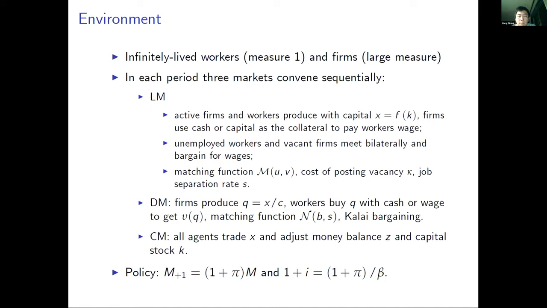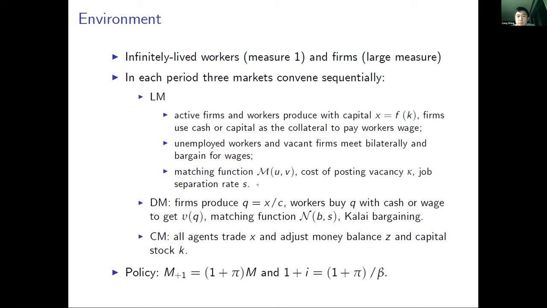In the labor market, we have a bunch of active firms and active workers who already met and got into matches, and they're going to produce with the production function, where one unit of labor plus capital are the input. After production, the firms use either cash or capital as collateral to pay workers' wage. We also have unemployed workers and vacant firms. They meet bilaterally and bargain for wage. The matching technology in this market is given by the M function, and there's a cost of posting a vacancy, and also exogenous job separation.